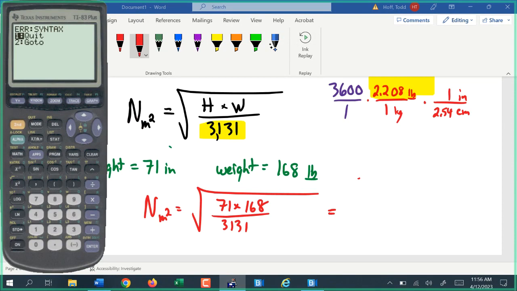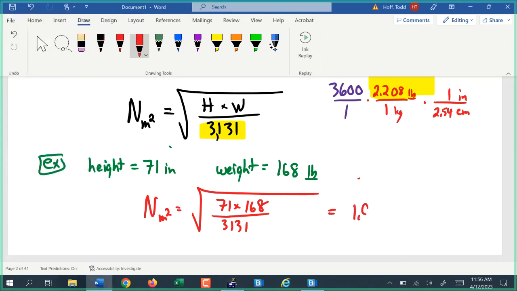We hit enter. Oh, something did not like that. Oh, I see it. Second square root, 71 times 168 divided by 3,131. Let's try that again. So we're at 1.95 meters squared.